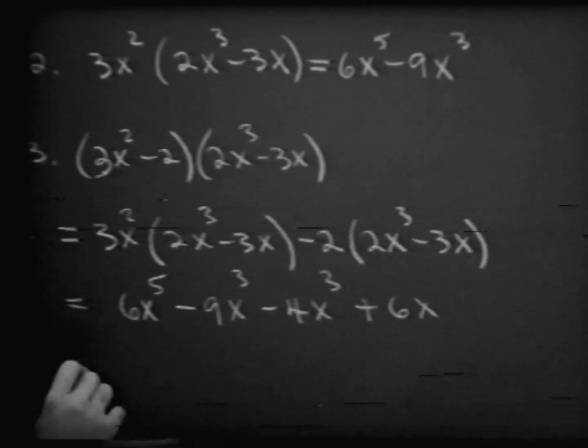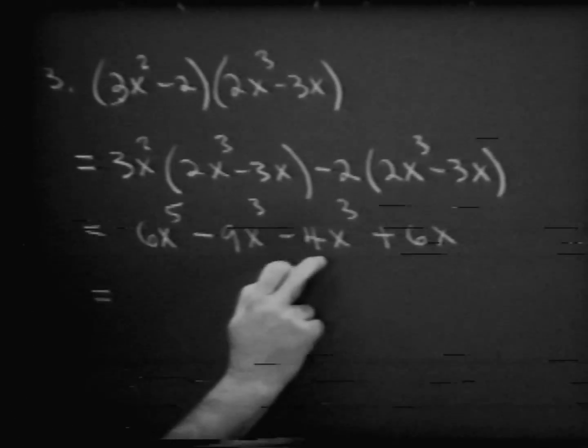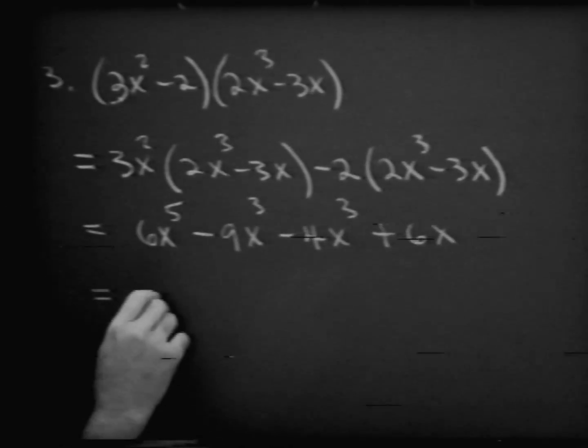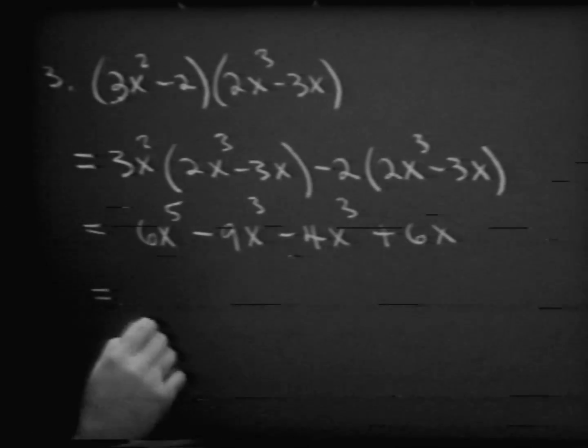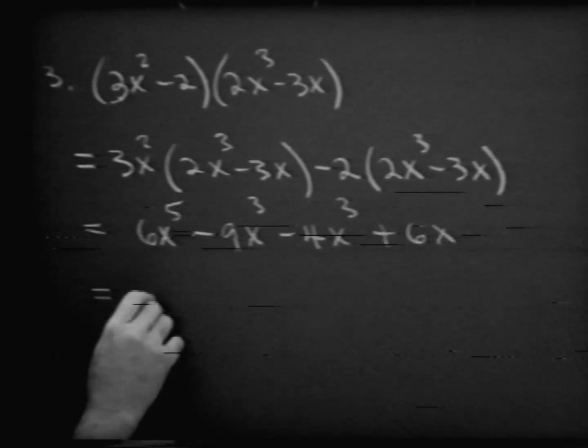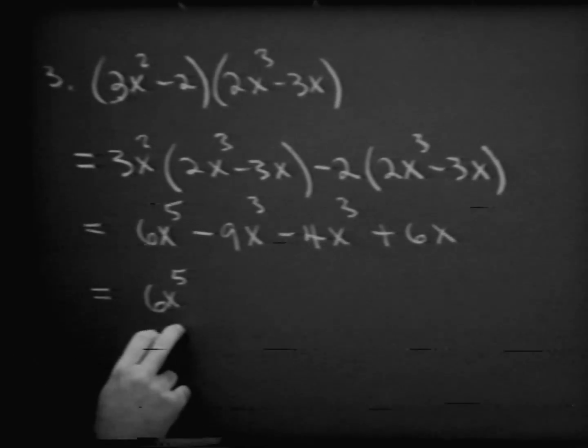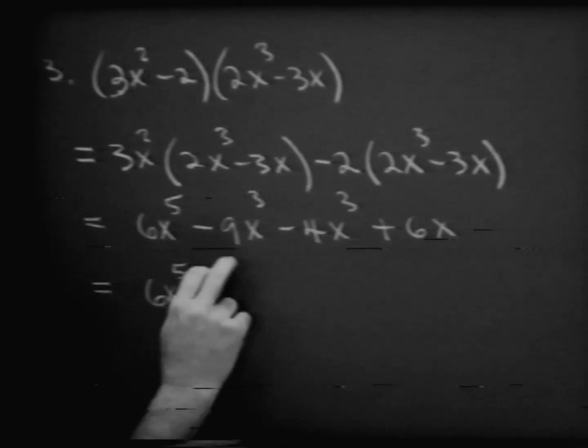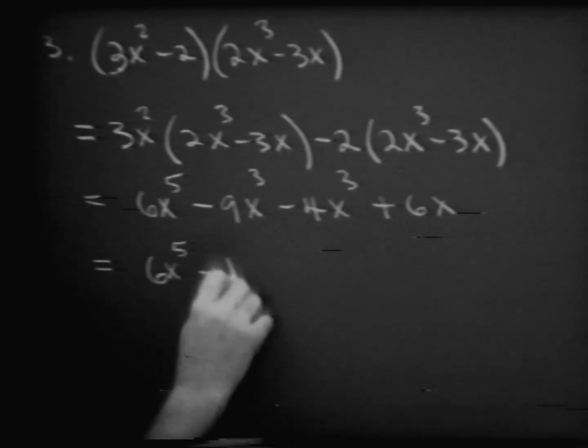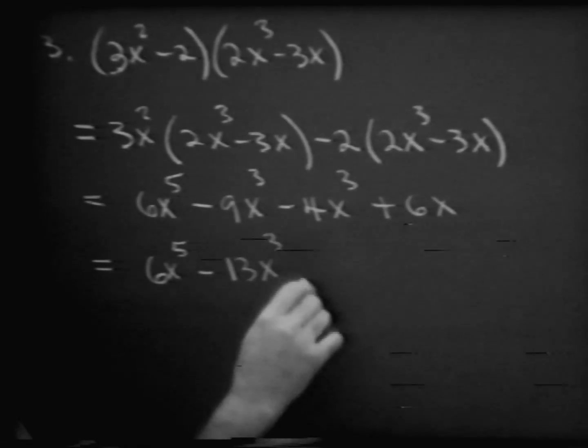And now looking at this, you say, well, I have some similar terms or like terms here. So a more simple name for this then is, Kirby? 6x to the 5th minus 13x cubed, well, we have 9 and 4 is 13x cubed, plus 6x. Does everyone agree with that? And this then would be the most simple name for this expression.